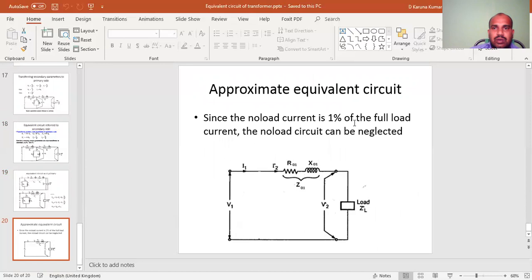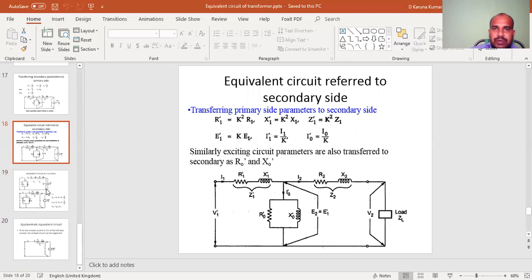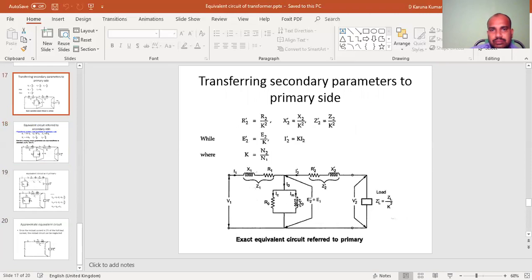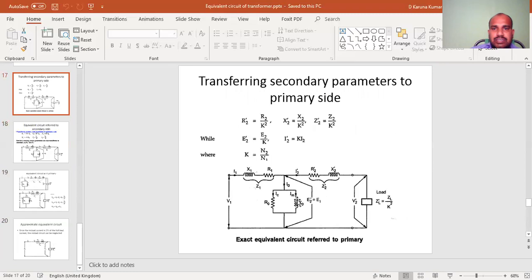In the approximate equivalent circuit, the no load current will be neglected. This is the primary circuit, the equivalent circuit of the final transformer. These two are the equivalent circuits developed with respect to the secondary side. This is the equivalent circuit of the primary side.